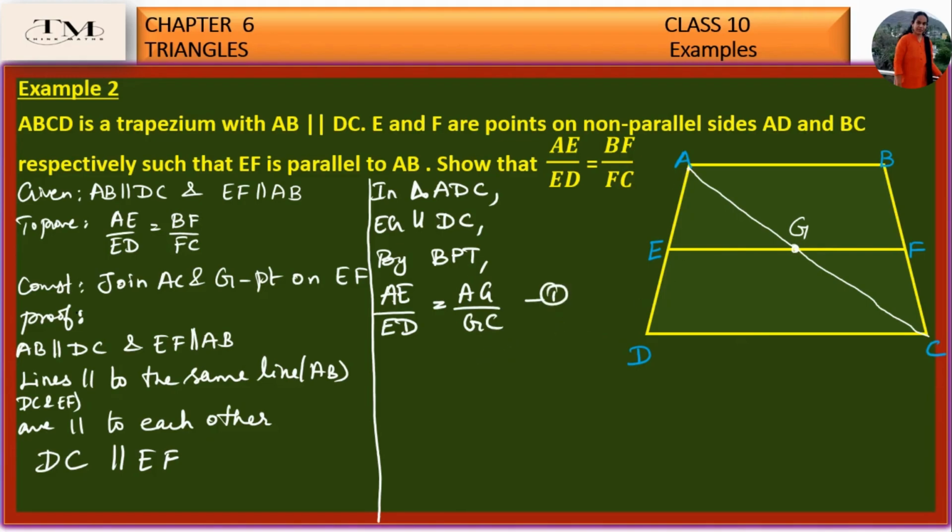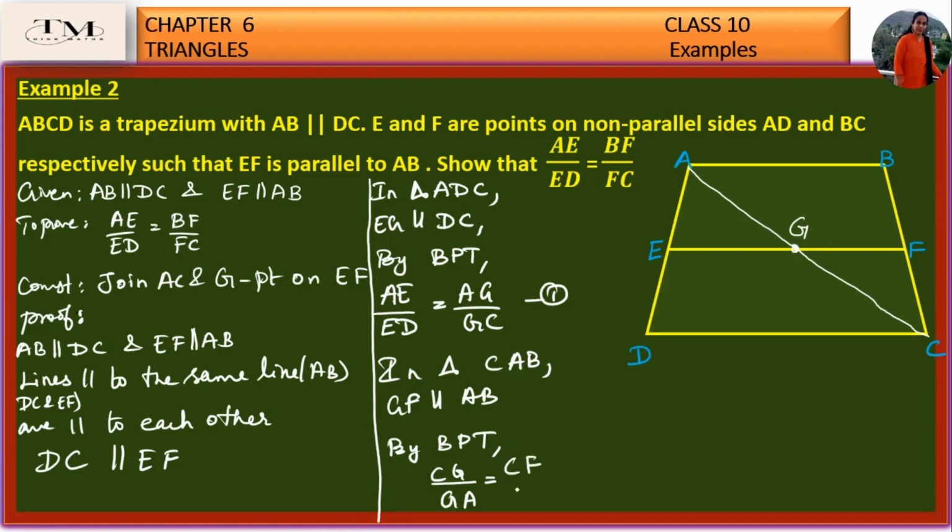So let us take another triangle CAB. So in triangle CAB, what we have? EF is parallel to AB. So then GF will be parallel to AB. So GF parallel to AB. So in the same way, by basic proportionality theorem, what we have? CG by GA will be equal to CF by FB.